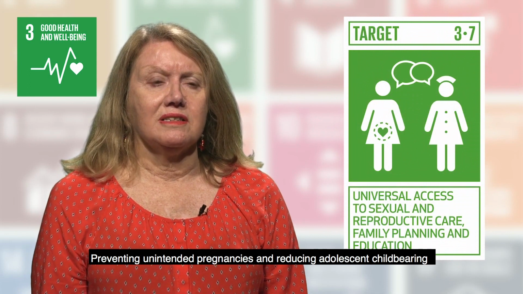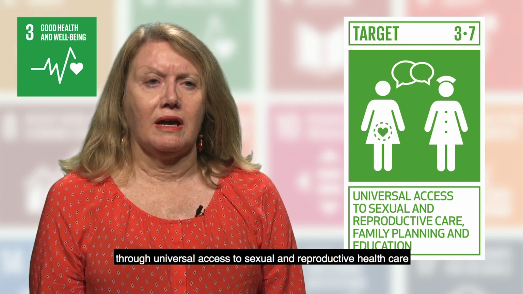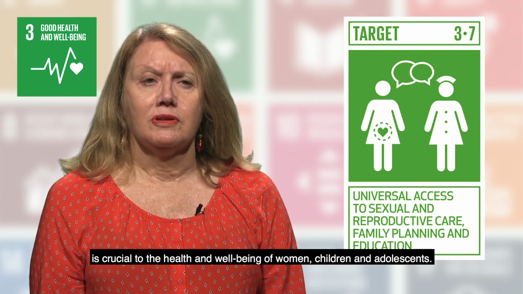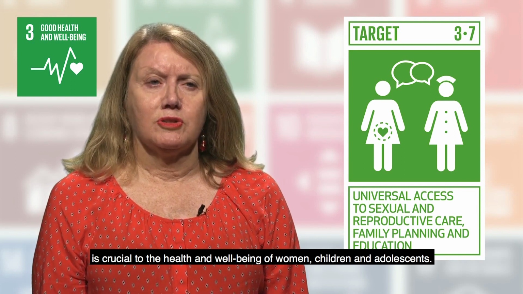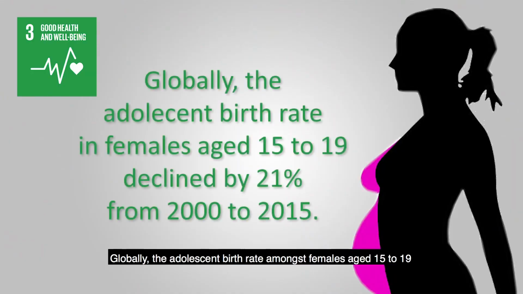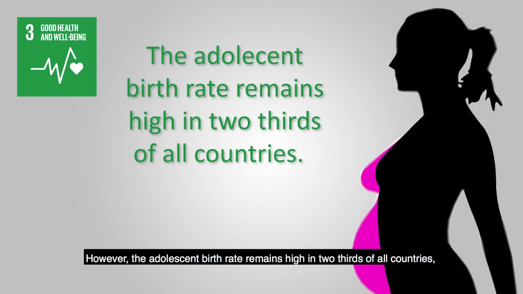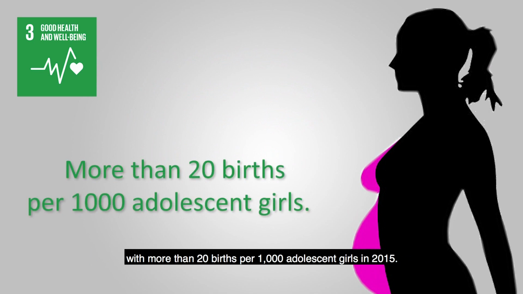Preventing unintended pregnancies and reducing adolescent childbearing through universal access to sexual and reproductive health care is crucial to the health and well-being of women, children and adolescents. Globally, the adolescent birth rate amongst females aged 15 to 19 declined by 21% from 2000 to 2015. In Northern America and Southern Asia, it dropped by more than 50%. However, the adolescent birth rate remains high in 2/3 of all countries, with more than 20 births per 1,000 adolescent girls in 2015.